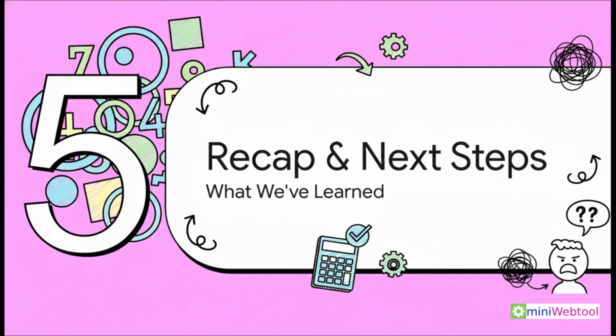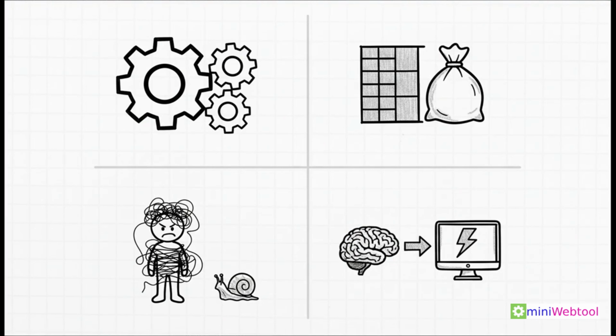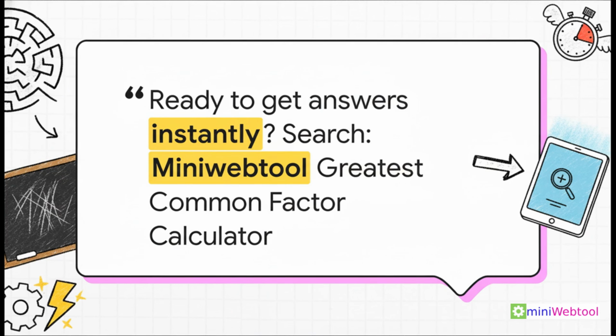Okay, so let's wrap this up with a quick recap of the big ideas and talk about what you can do with this information now. So here are the main things to remember. The GCF is just the biggest factor that a bunch of numbers share. It actually solves real-world problems. Finding it by hand is slow and it's way too easy to mess up. And maybe the biggest takeaway of all, focus on understanding the idea and then let a tool do the boring calculations so you get fast, accurate answers. Work smarter, not harder.